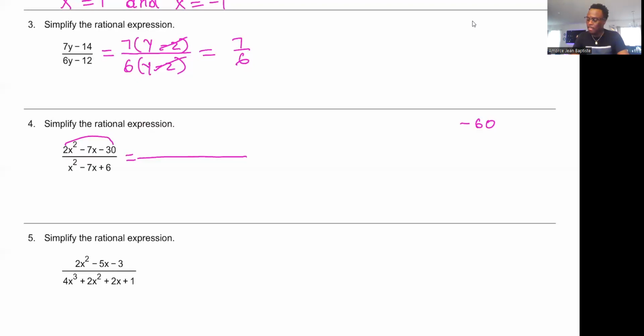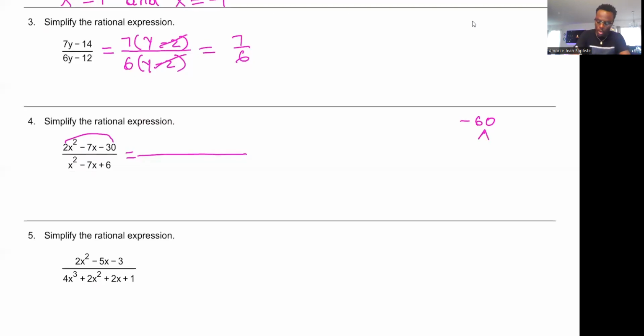So we're going to try to see for 4. We know 2 doesn't work. 2 and 30 doesn't work. We know 3 and 20 will not work.